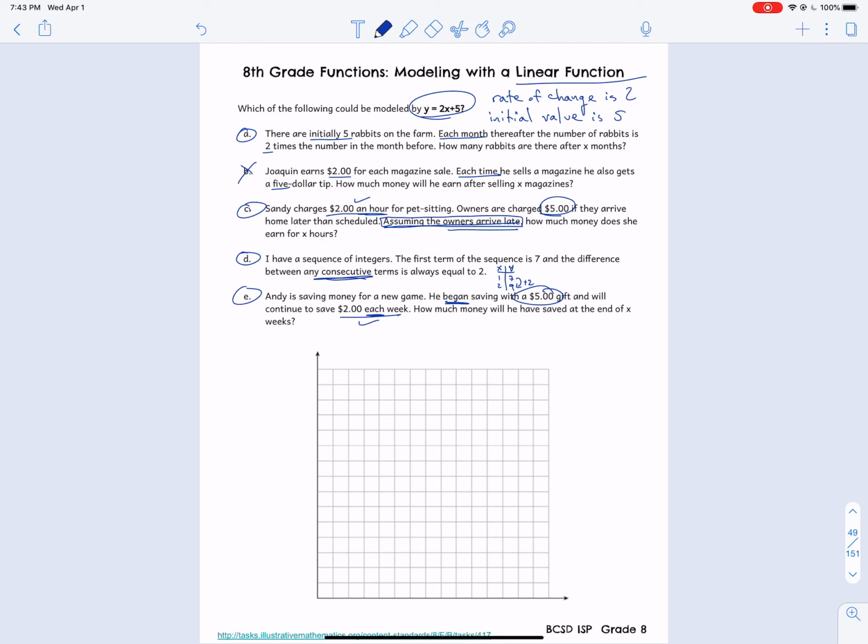So another way to do this without just reasoning through it is to choose some numbers and to graph it or make tables and see if it matches that equation. All right, so this one was pretty straightforward. We didn't really even need the graph.